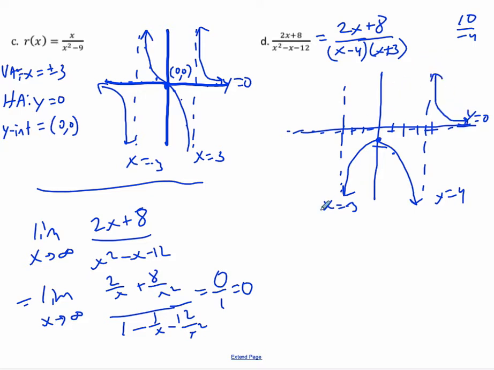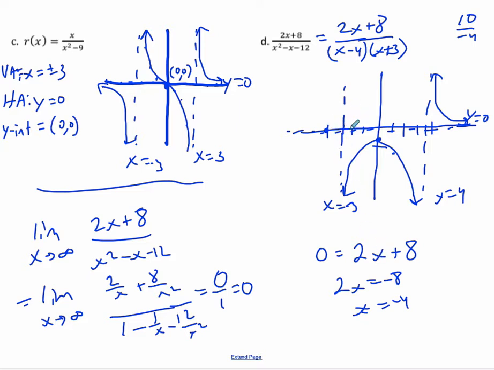Okay, we should have gotten the x-intercept earlier. Let's get the x-intercept now. 0 equals the function means the numerator has to be 0. So the x-intercept is actually at negative 4. So that helps us out. We're going to have an x-intercept at negative 4.